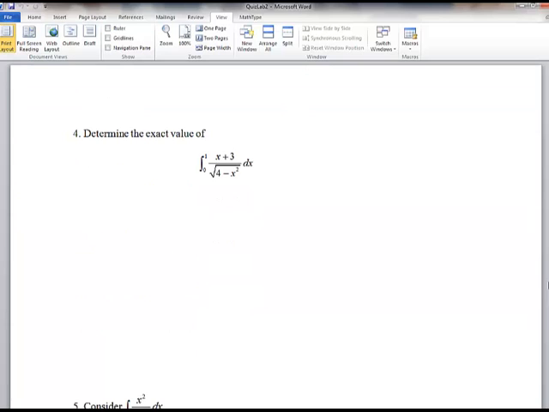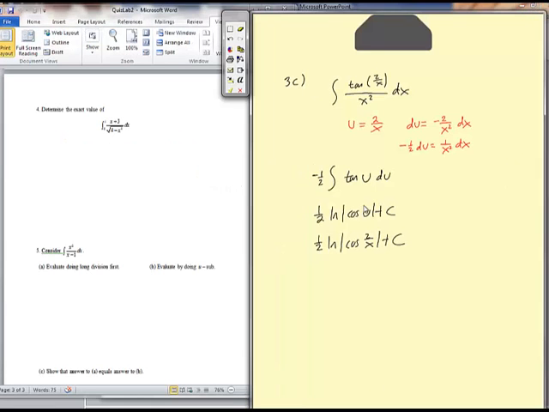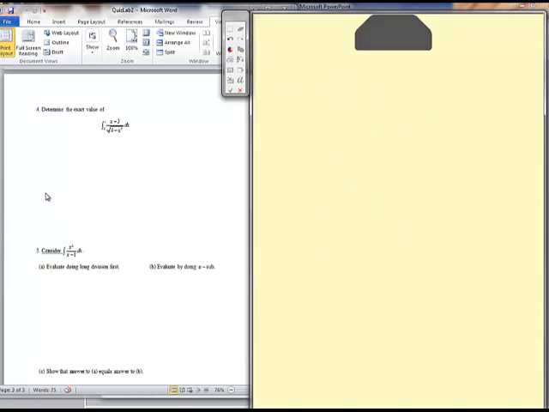Number 4. When I look at number 4, what I see here is a classic situation where we're going to have to split the integral into two separate integrals. So, let's take a quick look here at number 4 and splitting it into two separate integrals. Let me minimize this, get my tablet back up here, and get a new sheet of paper.